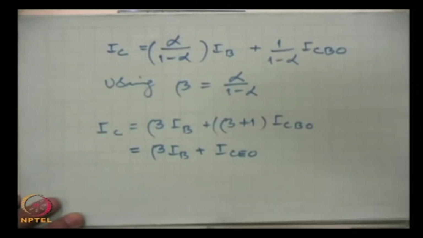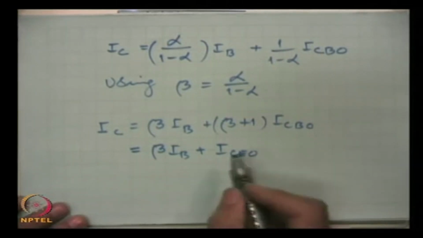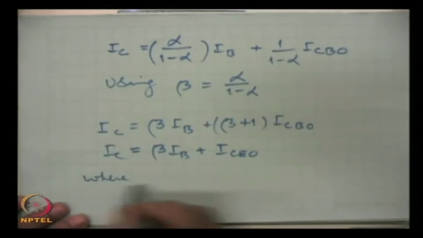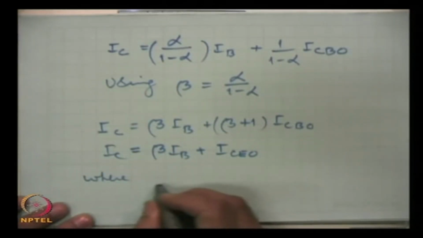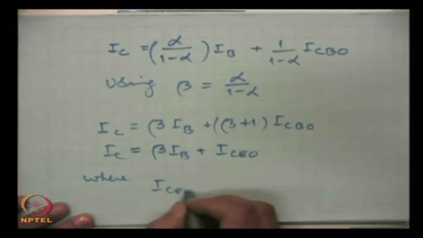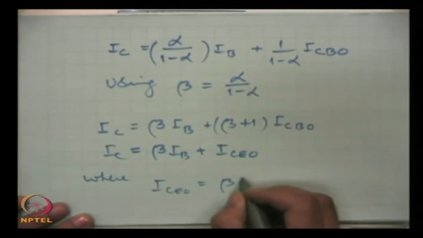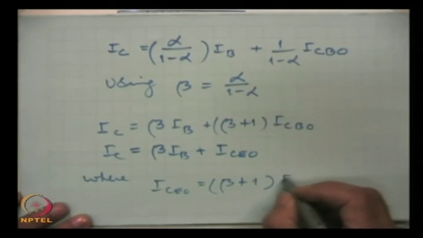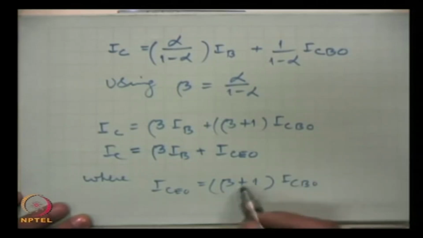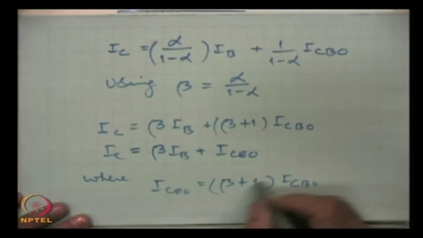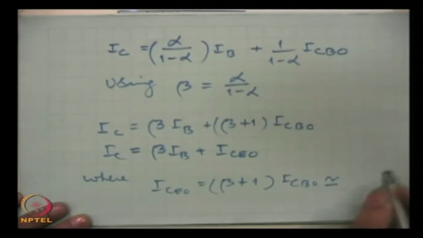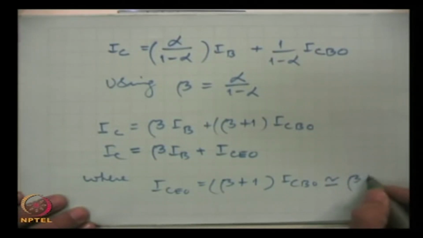ICEO, where we have put ICEO for beta plus 1 into ICBO, beta being very high in comparison to unity. So, this one can be neglected here. So, this is very closely equal to beta into ICBO.